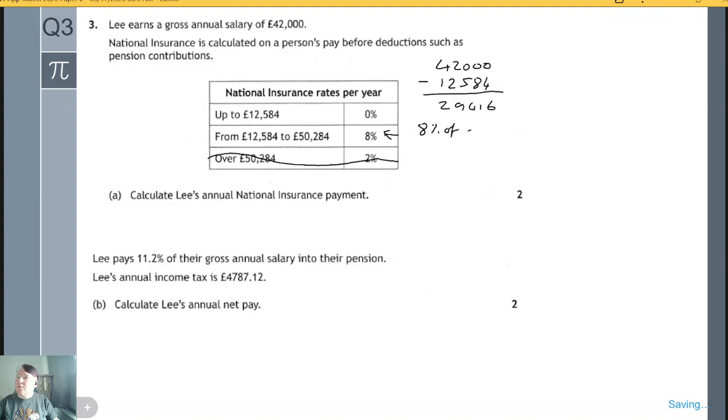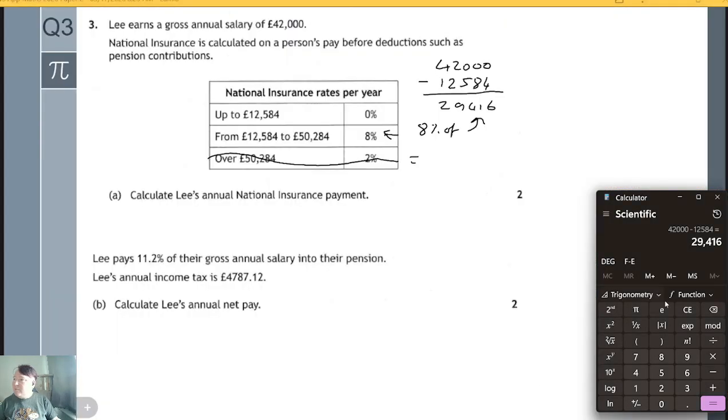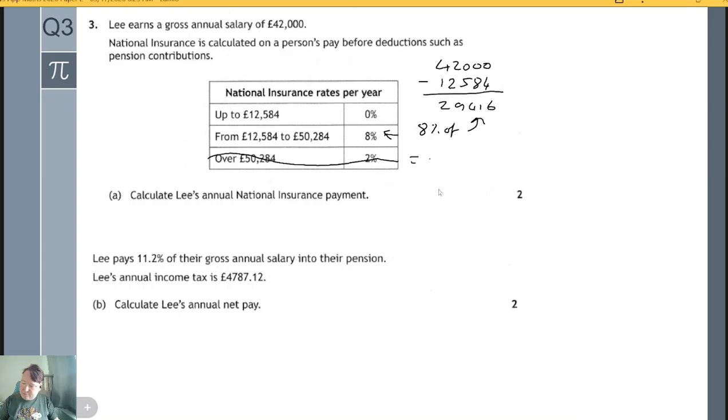8% of that. 8% is 0.08. So I'm going to times that by 0.08 and I get, that's a lot of tax, 2353.28.